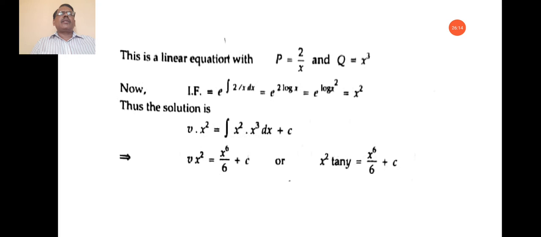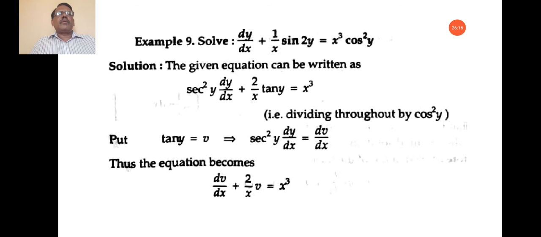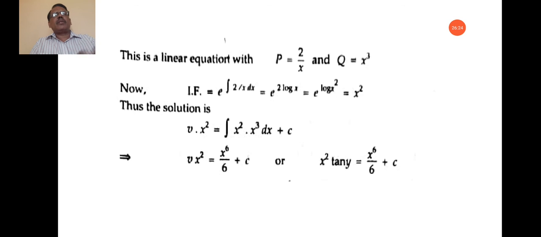So this is a linear equation. So this becomes a linear equation. You see, dv by dx plus 2 by x into v is equal to x cube, with p equal to 2 by x and q equal to x cube. This is a linear differential equation, and then you find the integrating factor. Integrating factor is equal to e to the power of integral of p dx, which is e to the power of integral of 2 by x dx.